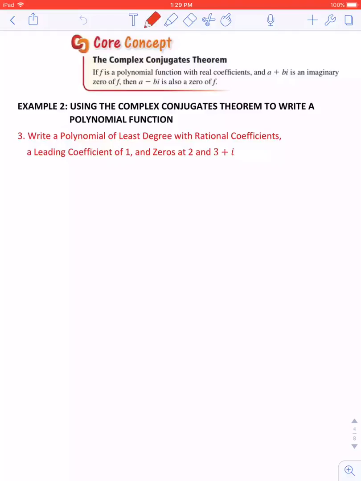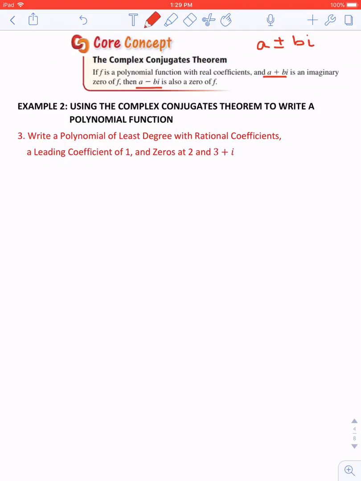Right, so example 2 of 4.5 and 4.6a is going through the complex conjugates theorem. The complex conjugates theorem tells all of us that if a polynomial function has an imaginary zero of a plus bi, it must also have an imaginary zero at a minus bi. Again, that's because when you reduce down that quadratic equation using the quadratic formula, you might get something like a plus or minus bi, so we're representing both of the zeros it's giving us.